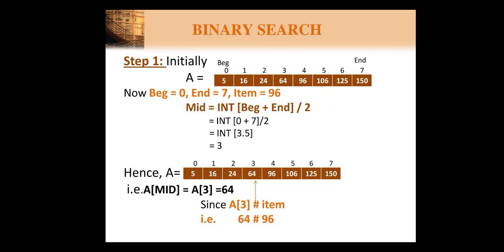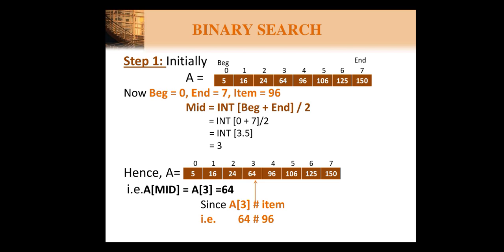Now we will see how to solve the problem with the help of binary search. Initially we have 8 elements. We have started with 0, so our last element is at the 7th position. In total we have 8 elements in our array, so we set beginning equals 0 and end equals 7, that is n minus 1, because we have started with 0. If you started with 1, then end would be equal to n, that is 8. But here beginning is 0, so our last element is at position 7, so end equals 7.